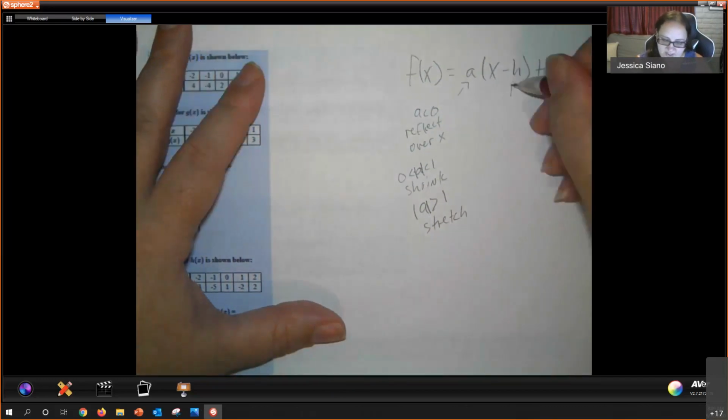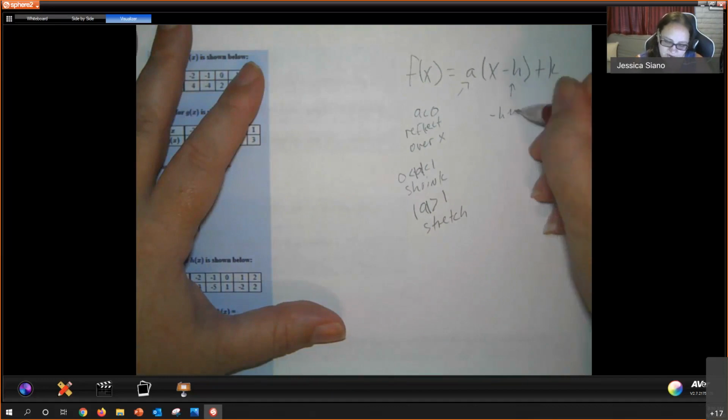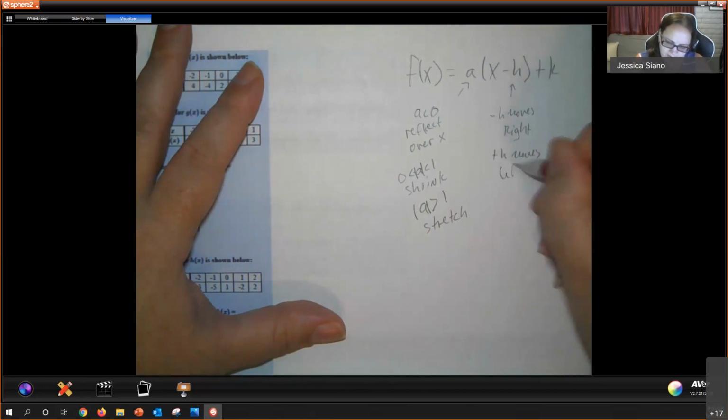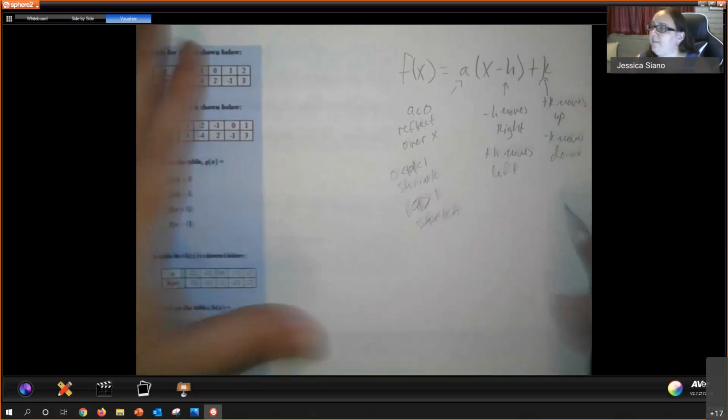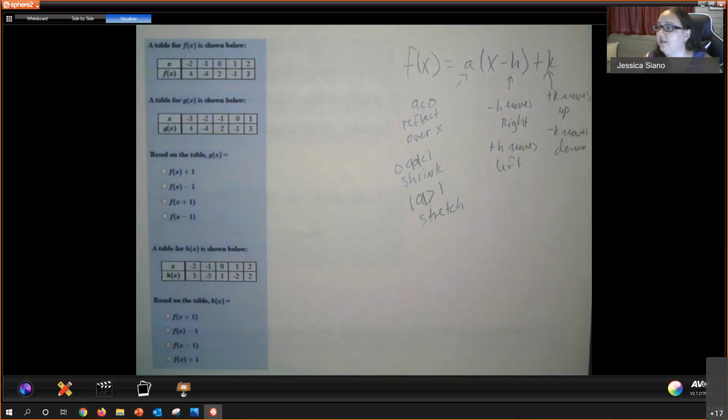And really, that's the absolute value of a. And then h is horizontal movement. So x minus h moves right h units, and x plus h moves left h units. K tells us vertical movement. So plus k moves up k units, and minus k moves down k units. Okay, so those are our general transformation rules.